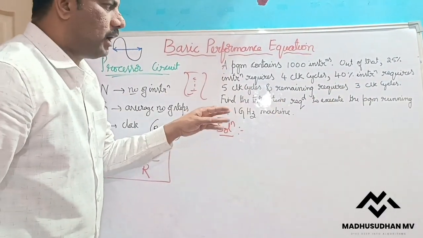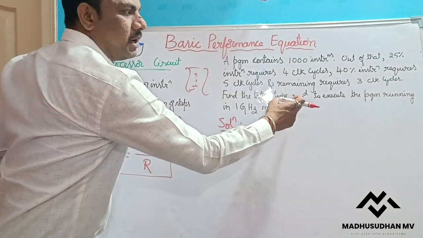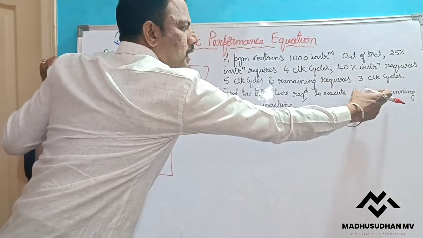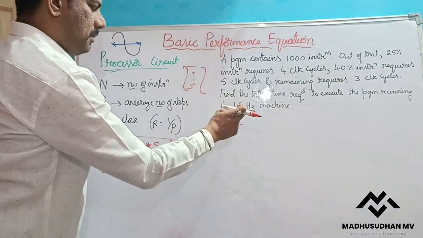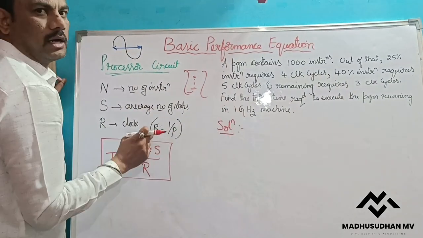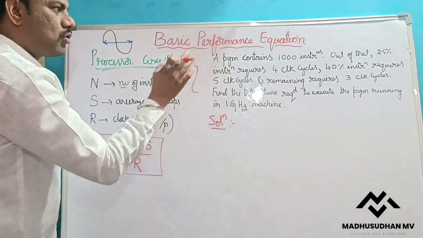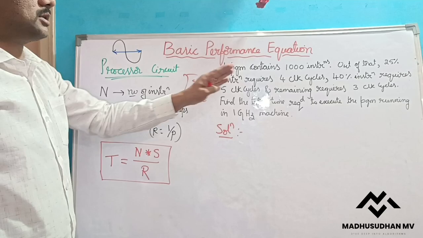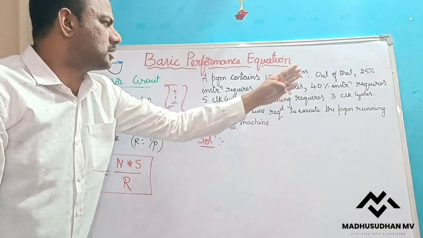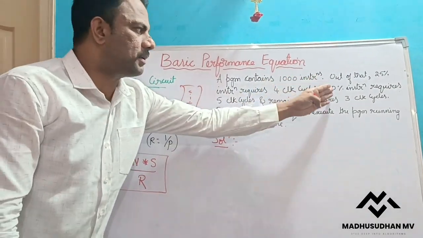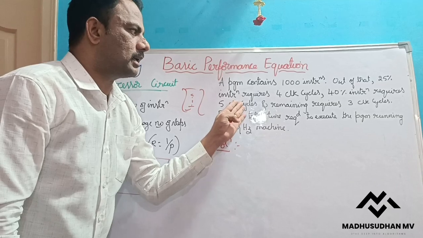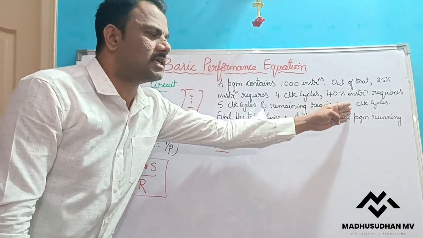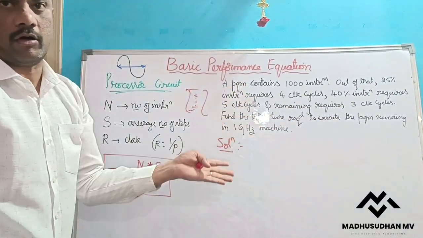Now we need to find the total time taken to execute the program running at 1 gigahertz. That means the clock rate is given: clock rate is 1 gigahertz. But the steps are not the same for all instructions. 25% of instructions take 4 clock cycles, 40% of the instructions take 5 clock cycles, and the remaining instructions take 3 clock cycles. So that we need to find out.